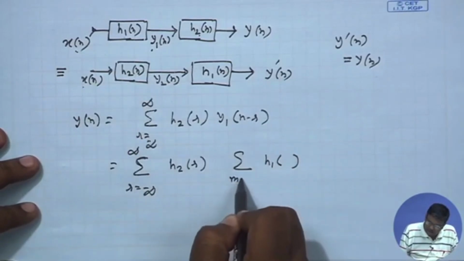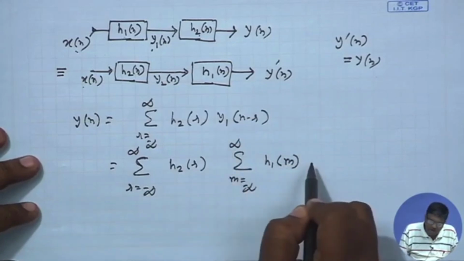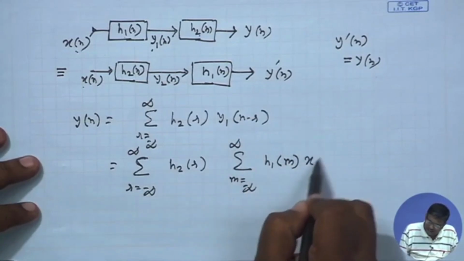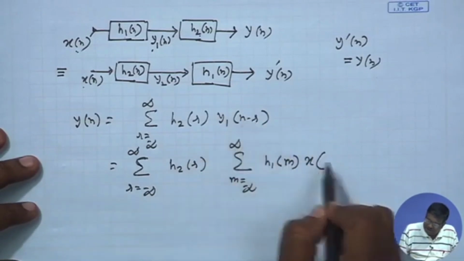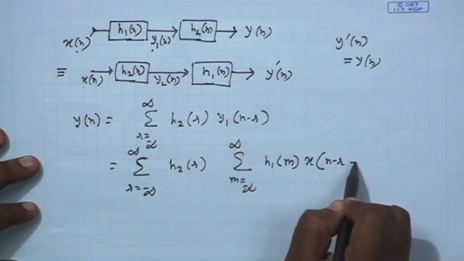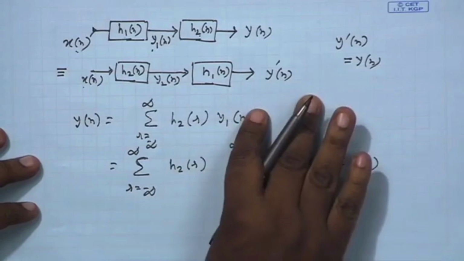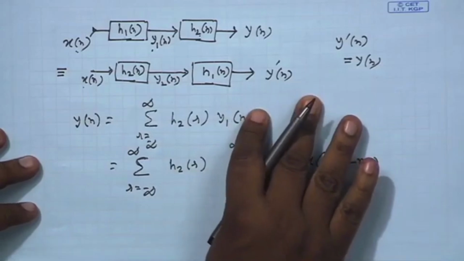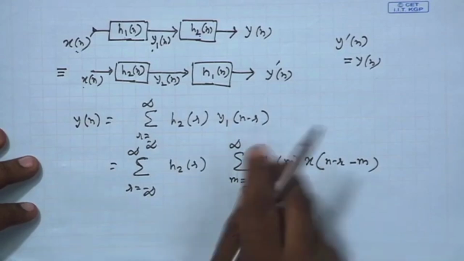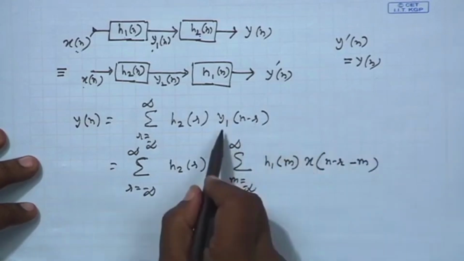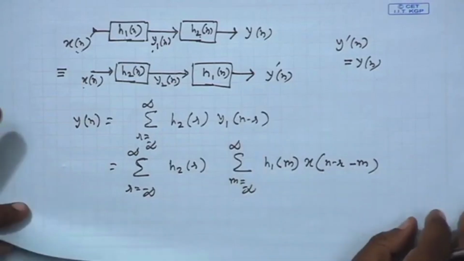So I introduce an index m from minus infinity to infinity, bring h 1 m here, and x, not n, because I want to find y 1 at n minus r. So it is x of n minus r minus m. Earlier I had y 1 n, and now I have y 1 of n minus r, so it is x of n minus r, then minus m. All right.